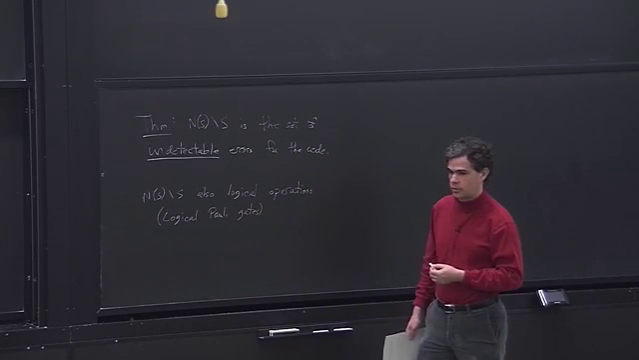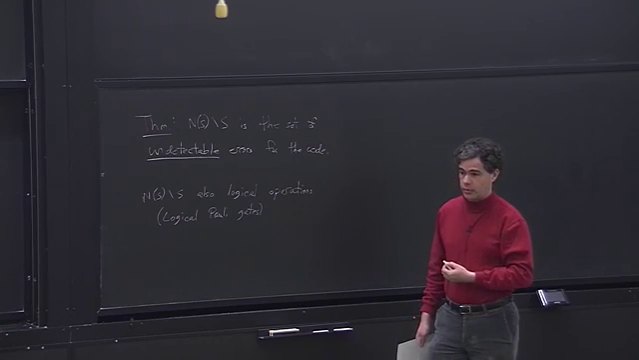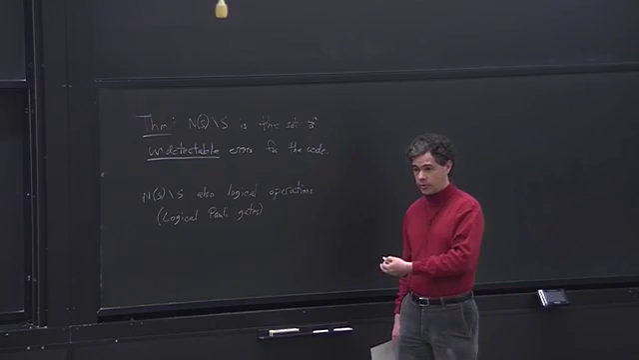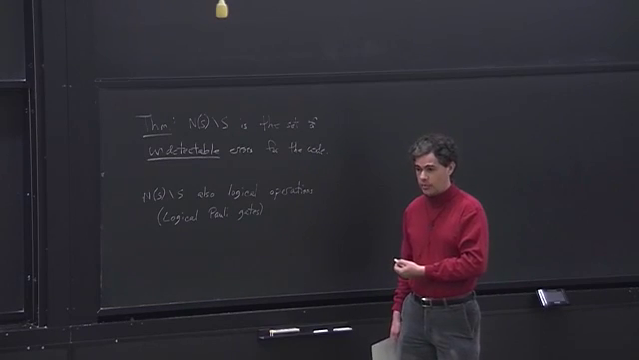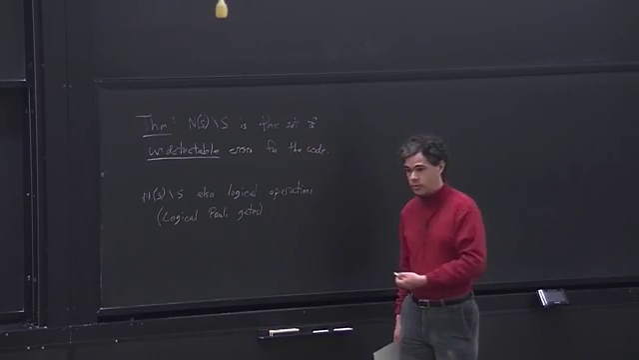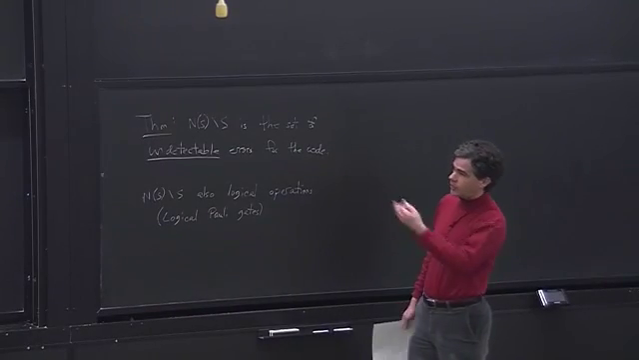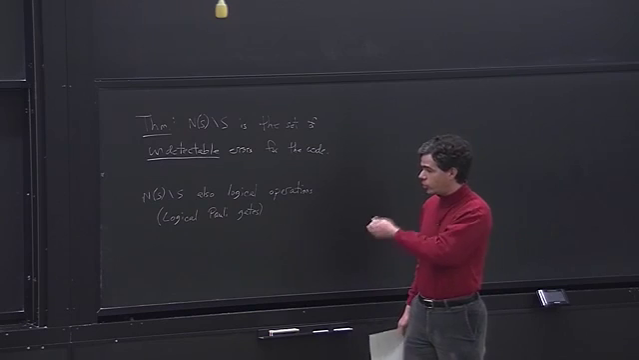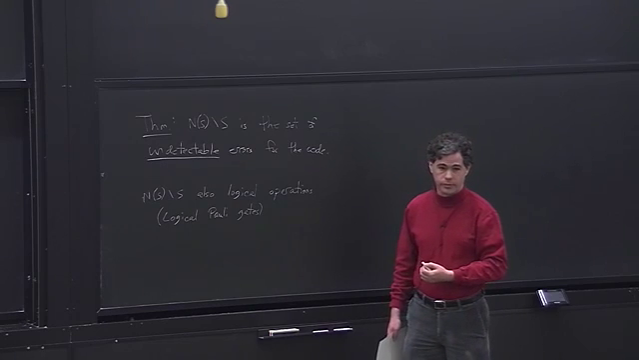Logical Paulis act on the encoded states. So they're changing the encoded states from one encoded state to another, and they're doing it according to the Pauli group. I haven't specified exactly how the encoding works, but you can choose an encoding so that they're the logical Paulis.